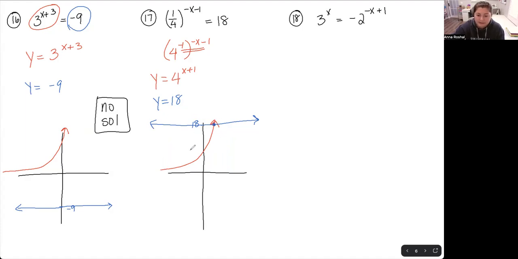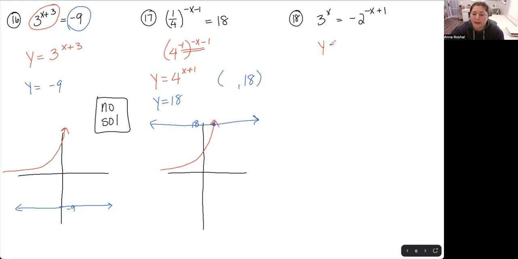Now, on a graphing calculator, you'll actually see these points. But in our case, we know that the y is going to be 18 and the x will be whatever it is. Again, these types of problems, you'll learn how to solve them in a different way in Algebra 2. Same business for this one.